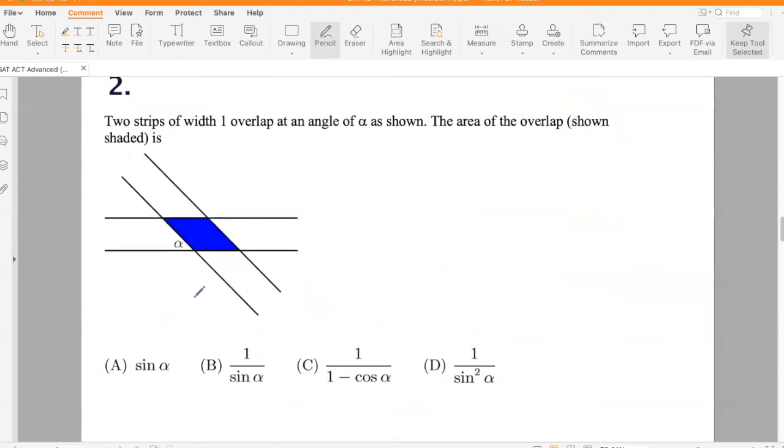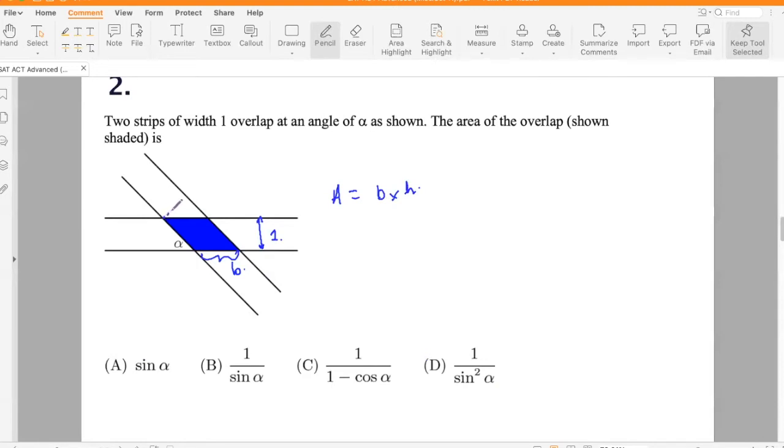Question 2. Two strips of width 1 overlap at an angle of alpha as shown. The area of overlap shown shaded is what? So these are two strips and the width is 1, right? That's given to us. So if you notice, this will be a parallelogram and the area will be base times height, right? So if I find the base, then the height is 1. So I can simply calculate the area from there. Now, how can I find the base?